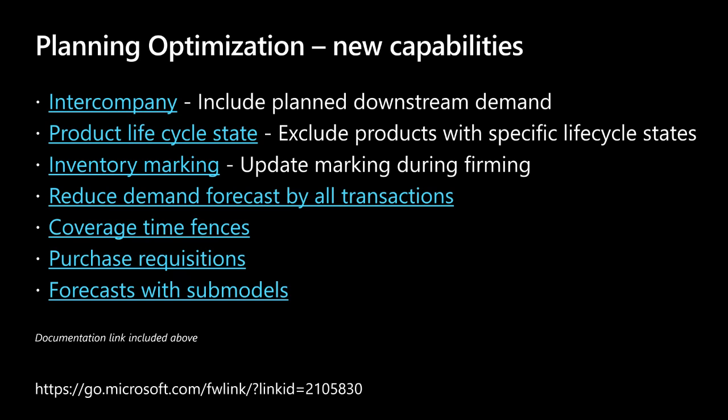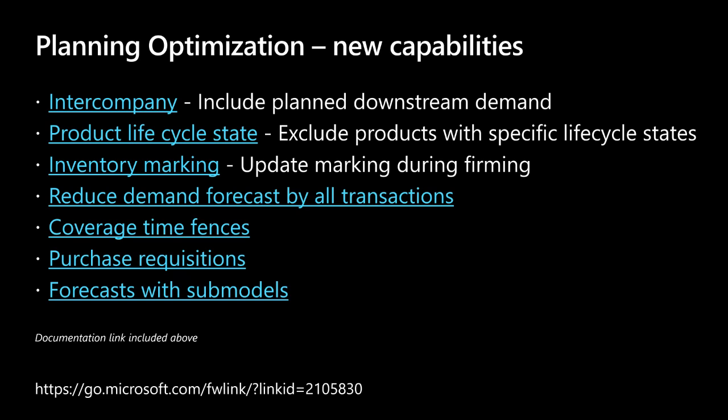Inventory marking. This is the update that we do during firming when you can select the marking. This helps to control the packing information based on the marking. So now this is fully integrated and works very similar to what we had in the classic engine.